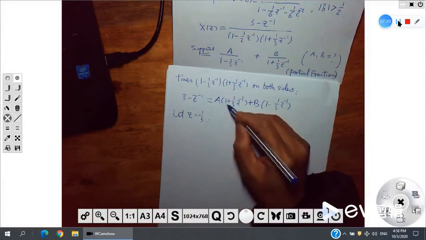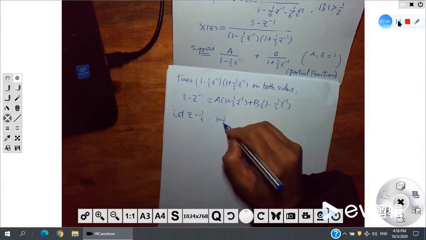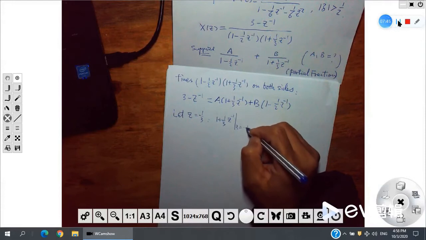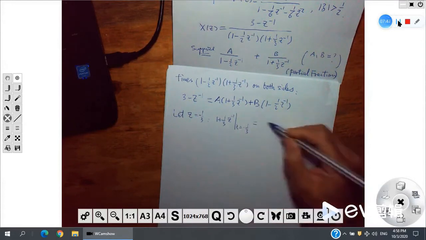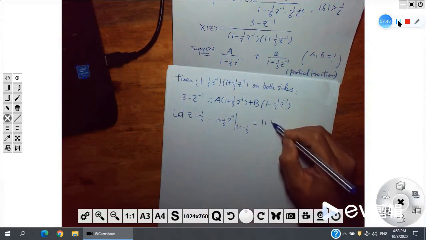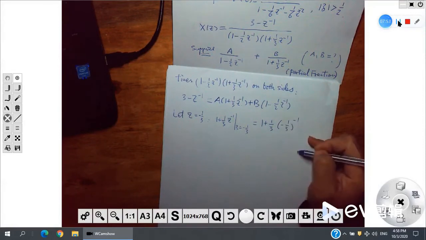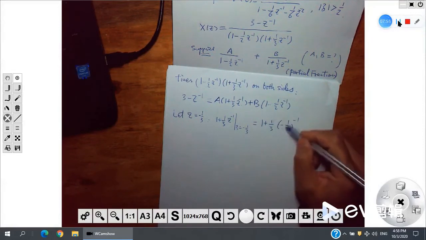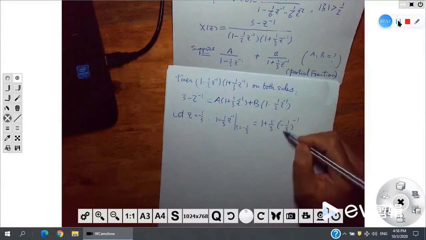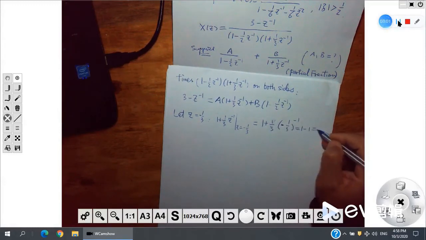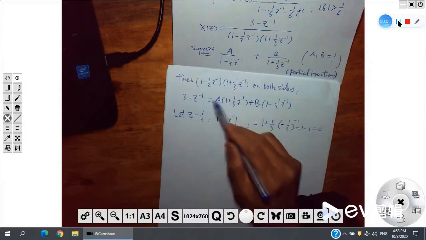You see this one, 1 plus 1/3 z to negative 1, with z equal to negative 1/3. It will be 1 plus 1/3 times negative 1/3 inverse, right? So these two cancel. This is 1/3 divided by 1/3. Only one negative left, so it's 1 minus 1, you get 0. Okay, so you plug these in here.